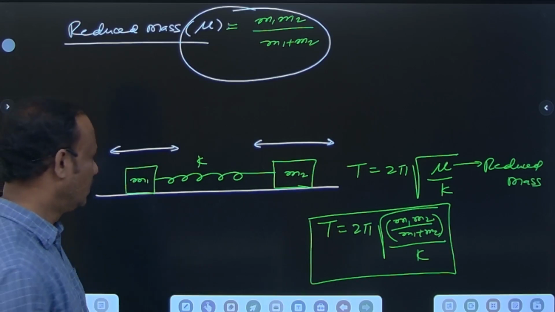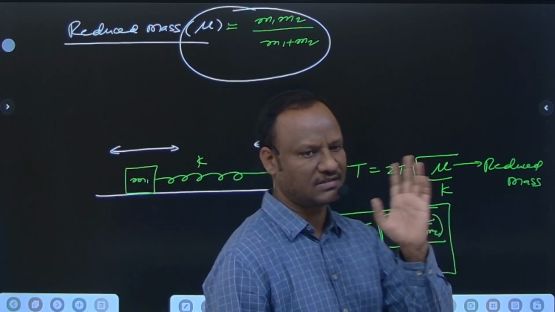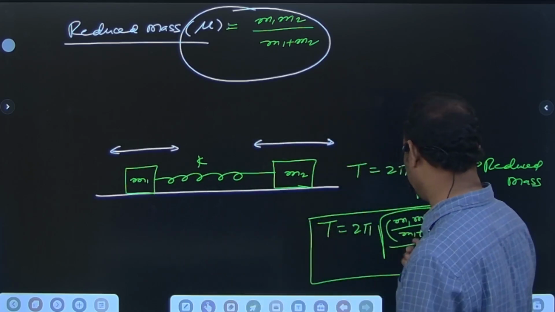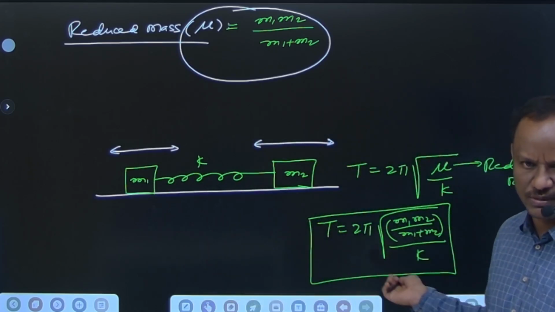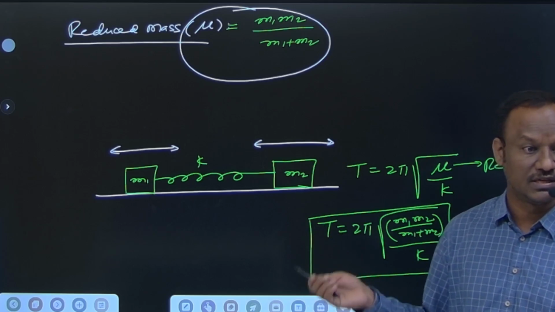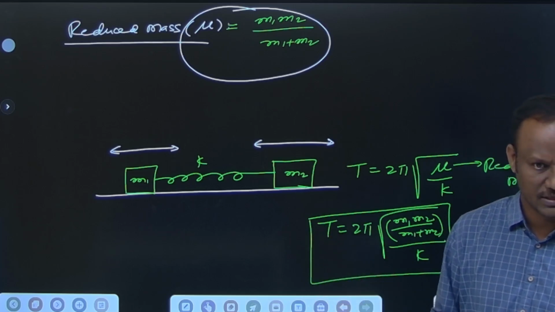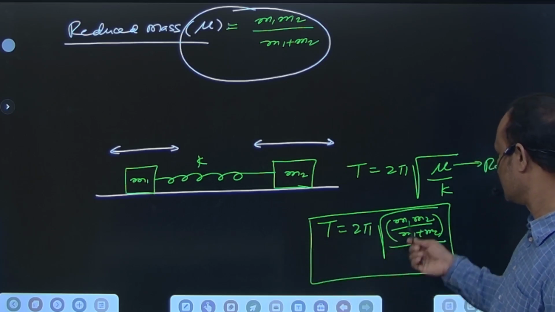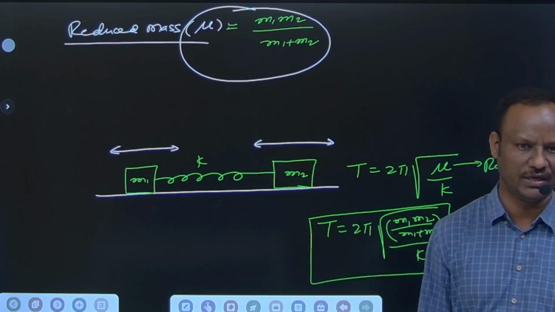For example, if M1 and M2 are both the same mass, M and M, then M into M by M plus M is M square by 2M. M cancels. What is this? M by 2. What would be its time period? T is equal to 2 pi under root of M by 2K.